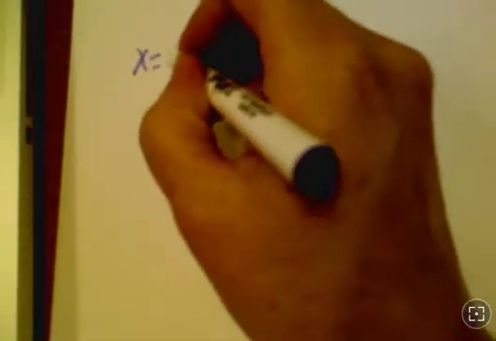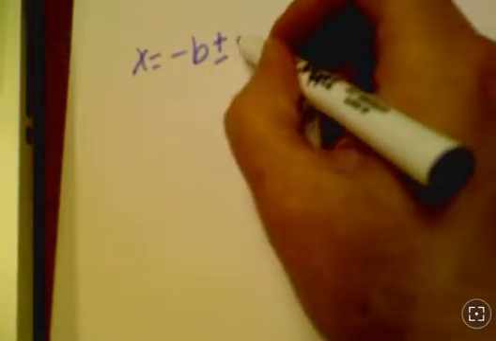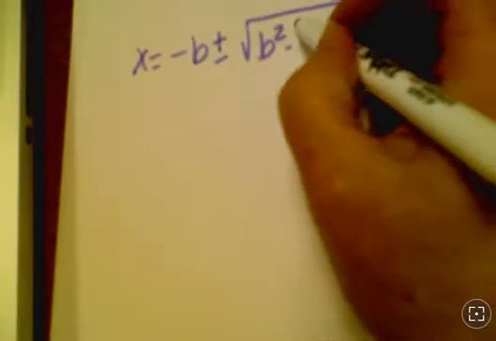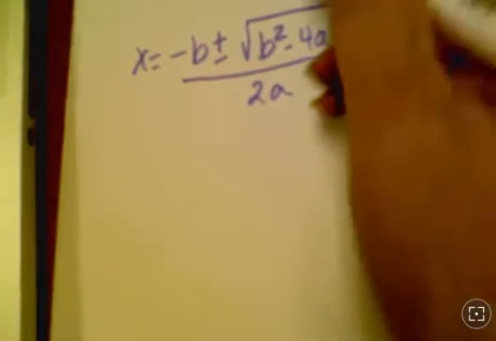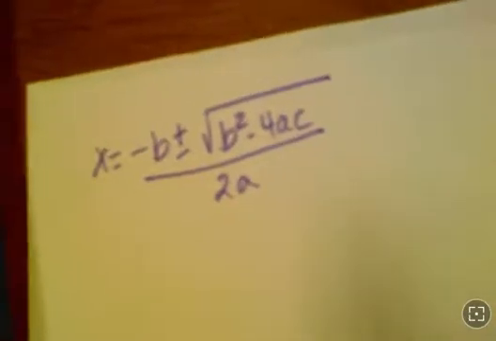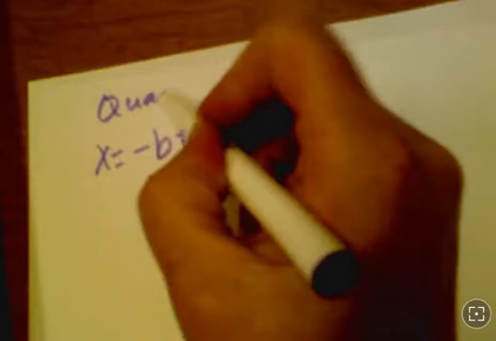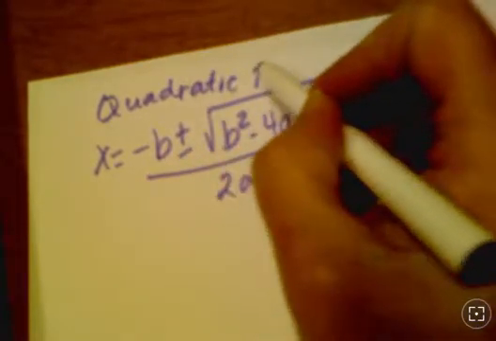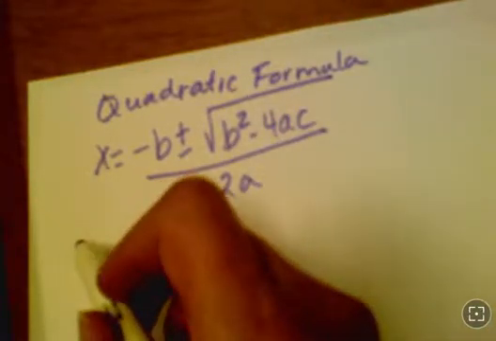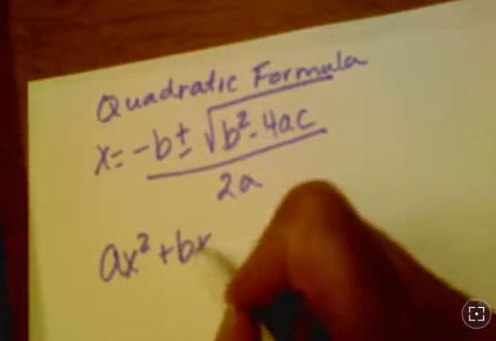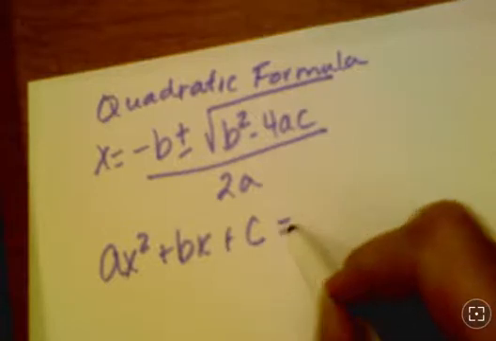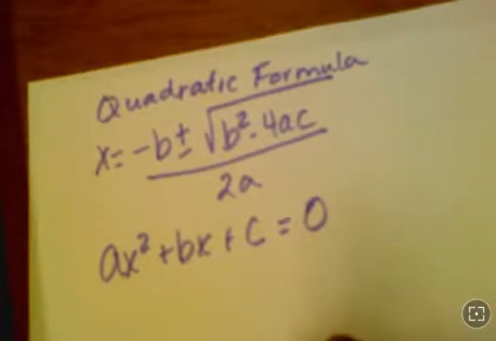Remember, we're going to use the formula x equals negative b plus or minus the square root of b squared minus 4ac all over 2a. This is the quadratic formula. You already have notes on it, or RJ can take notes on it too. This is if you're given an equation where you have ax squared plus bx plus c. Remember, the very first thing is it has to be equal to 0 in order to get the a, b, and c.